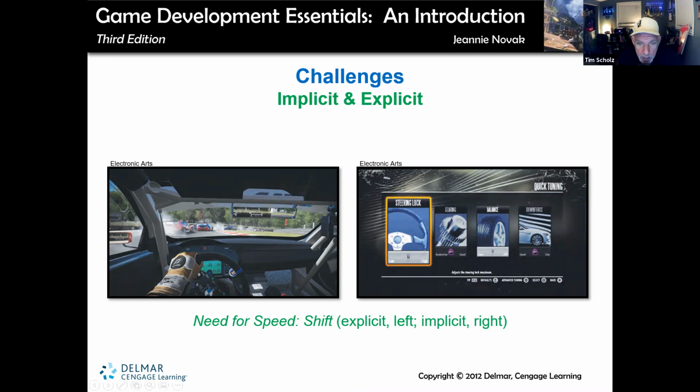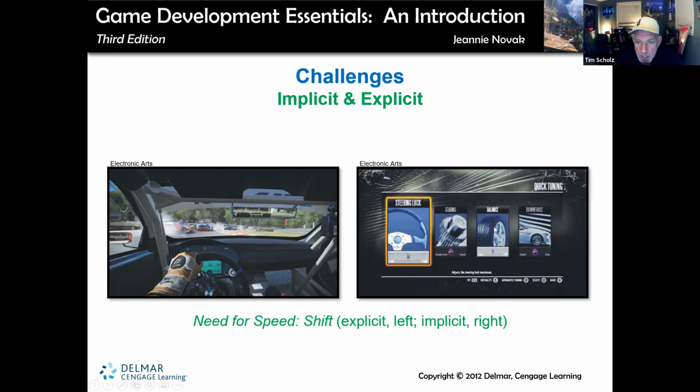In this example, there are two graphics from different games. The graphic on the left is the example of the explicit challenge. The reason this is an explicit challenge is you're driving and you see the challenge of trying to navigate this area without crashing and possibly passing more cars as well. The implicit challenge is something that's kind of an emergent feature of the game. It's not something that is immediately right there. It's not intentional, but there are still challenges associated with it.